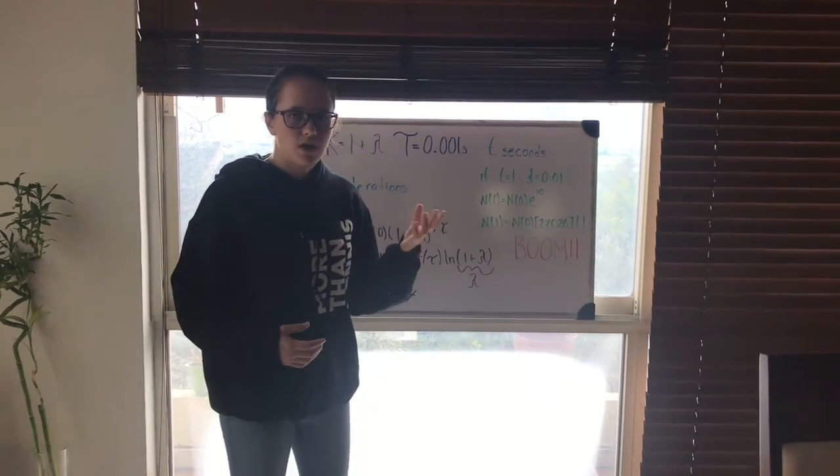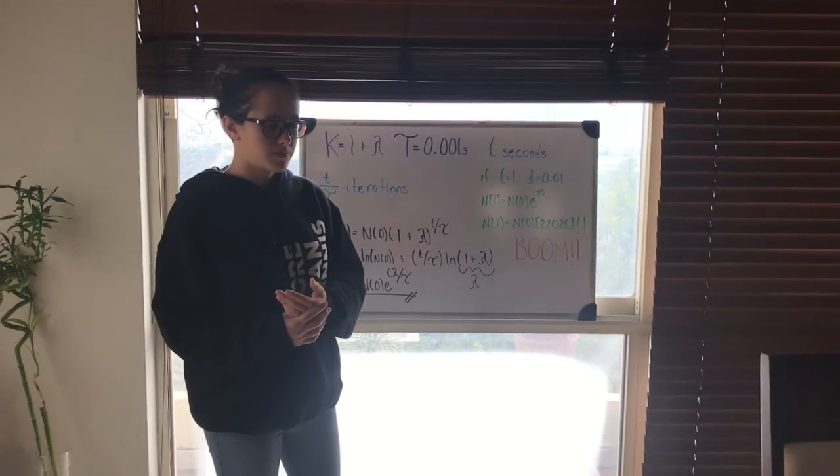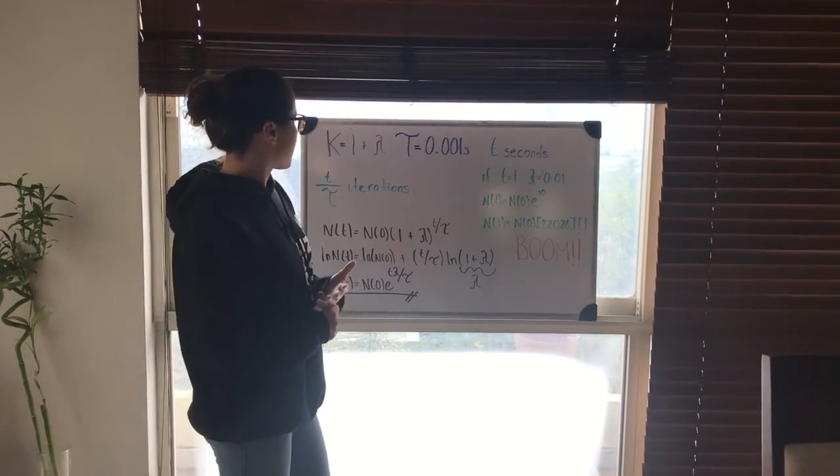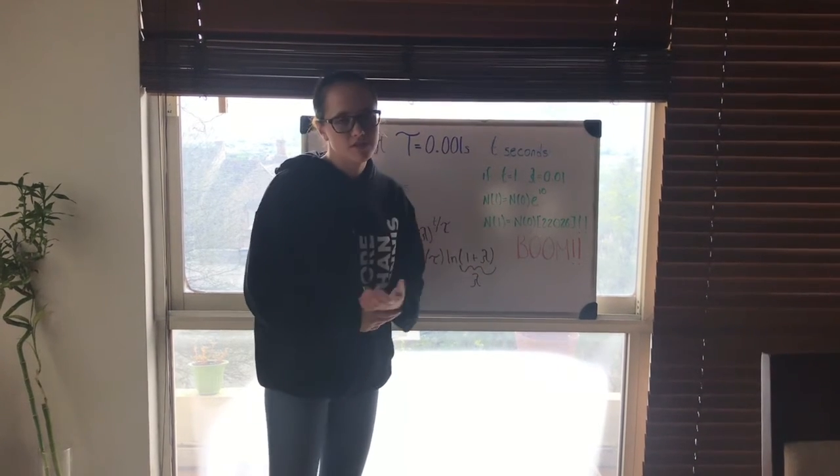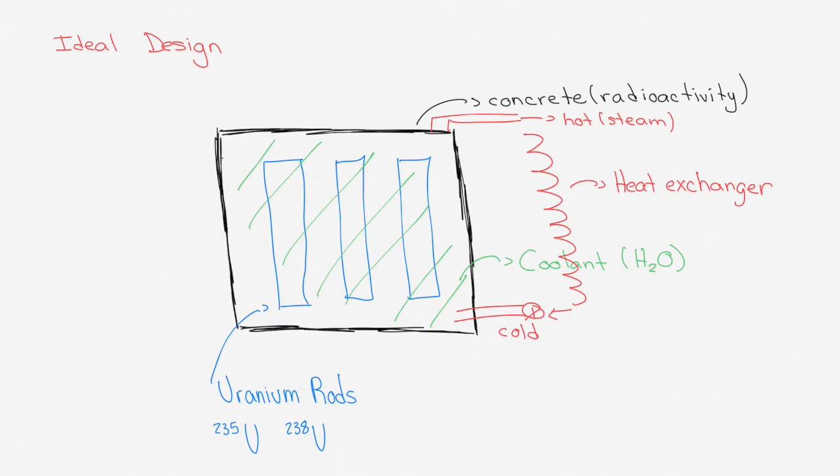In real life, in a nuclear reactor, they try to avoid having this many neutrons. However, how do they control it? We control it through cadmium rods. Cadmium rods are great neutron absorbers.